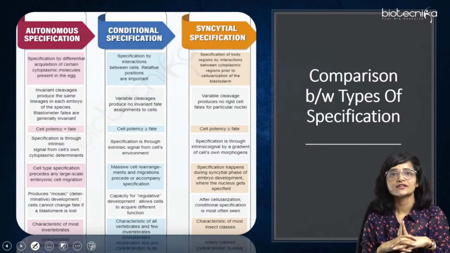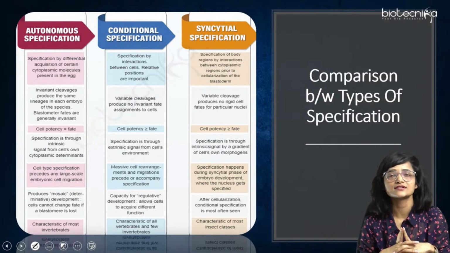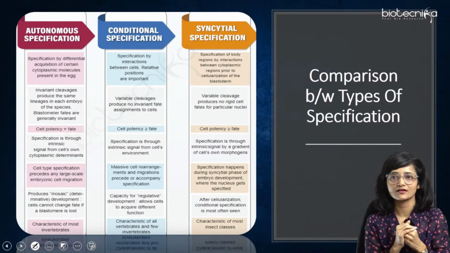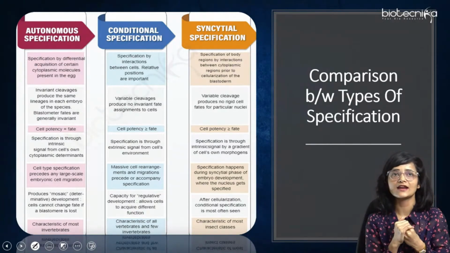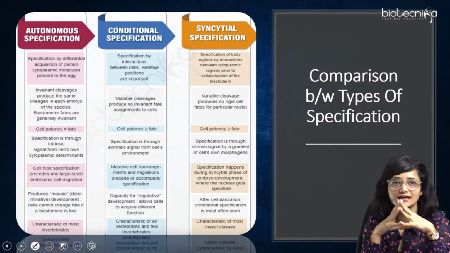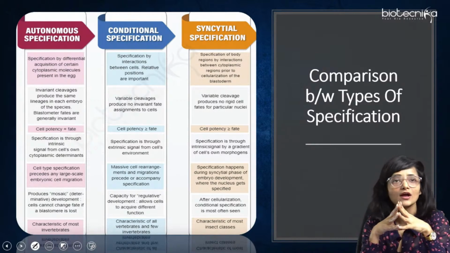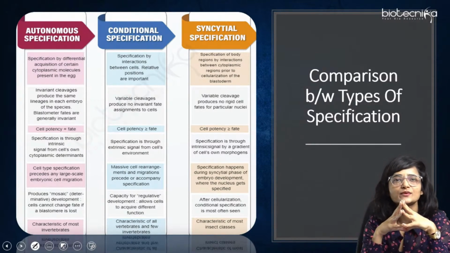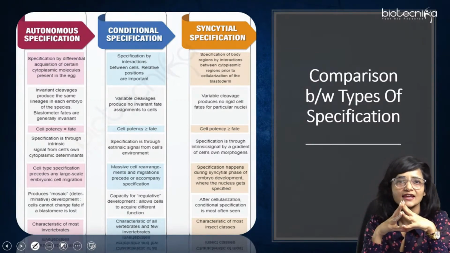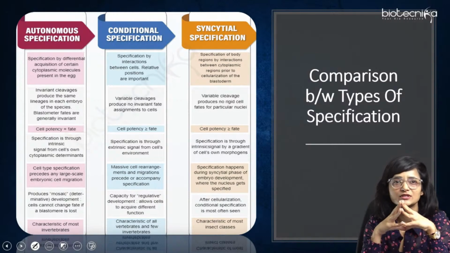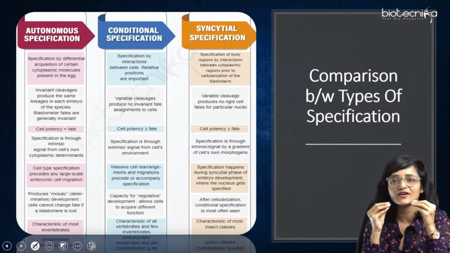Right. So here certain cytoplasmic determinants play the role. Right. These will play the role and decide the particular fate of the cell. Right. So it says that invariant cleavage produces the same lineages in each embryo of the species. Blastomere fates are generally invariant. So the fates of the blastomere are invariant.